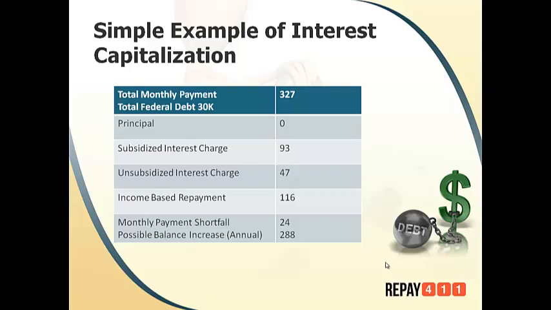Again, this is just an example with some numbers, which would mean that we would be increasing our loan balance by $288 a year, which doesn't sound like a lot, but depending on your situation and the amount you're able to pay, you will need to work through these numbers to understand what your debt increase will be if you decide to use one of the income-based repayment methods.